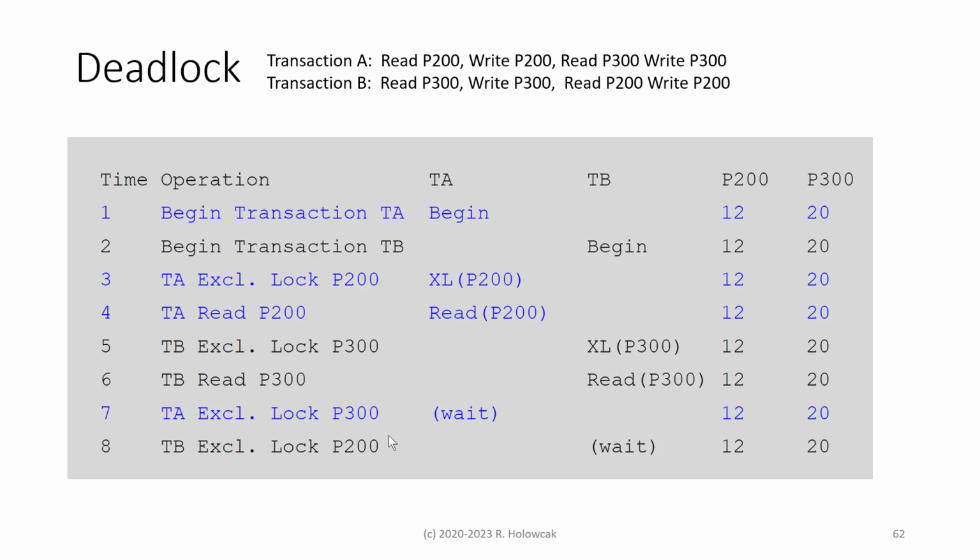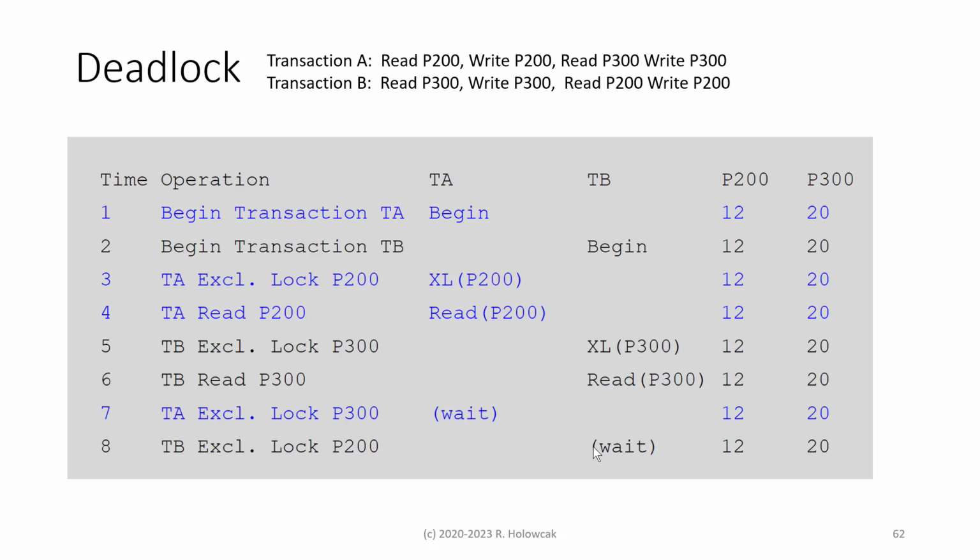What does A have to do next? Well, A is going to eventually write P300, so A needs an exclusive lock on P300. But it has to wait. Why? Because transaction B already holds that lock. No problem, let's let transaction B continue. Well, the next thing transaction B has to do is get a lock on P200. And can it do that? No, because transaction A has P200 locked up.